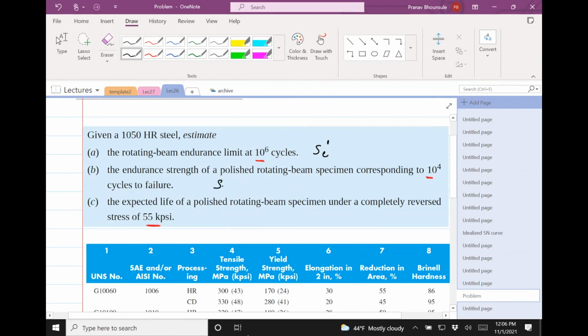So if we can model this equation, then given n, we need to predict S_F. And then the last question asks you to predict the life, which is n, given the stress. So this same equation holds true, but now we are given S_F, predict n.